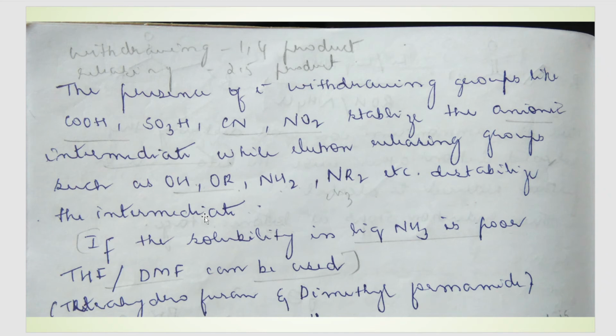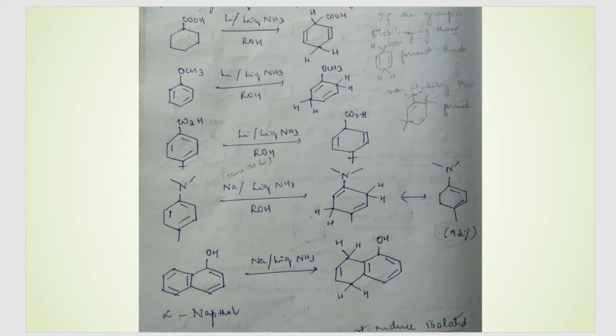Whereas if it is an electron releasing group like OH, NH2 or NR2, then destabilization of the intermediate takes place. And if the solubility in liquid ammonia is poor, that is, we do this reaction in liquid ammonia, but if the solubility is poor, this reaction can also be done in the presence of DMF or THF, that is tetrahydrofuran. So here are some examples of Birch reduction.